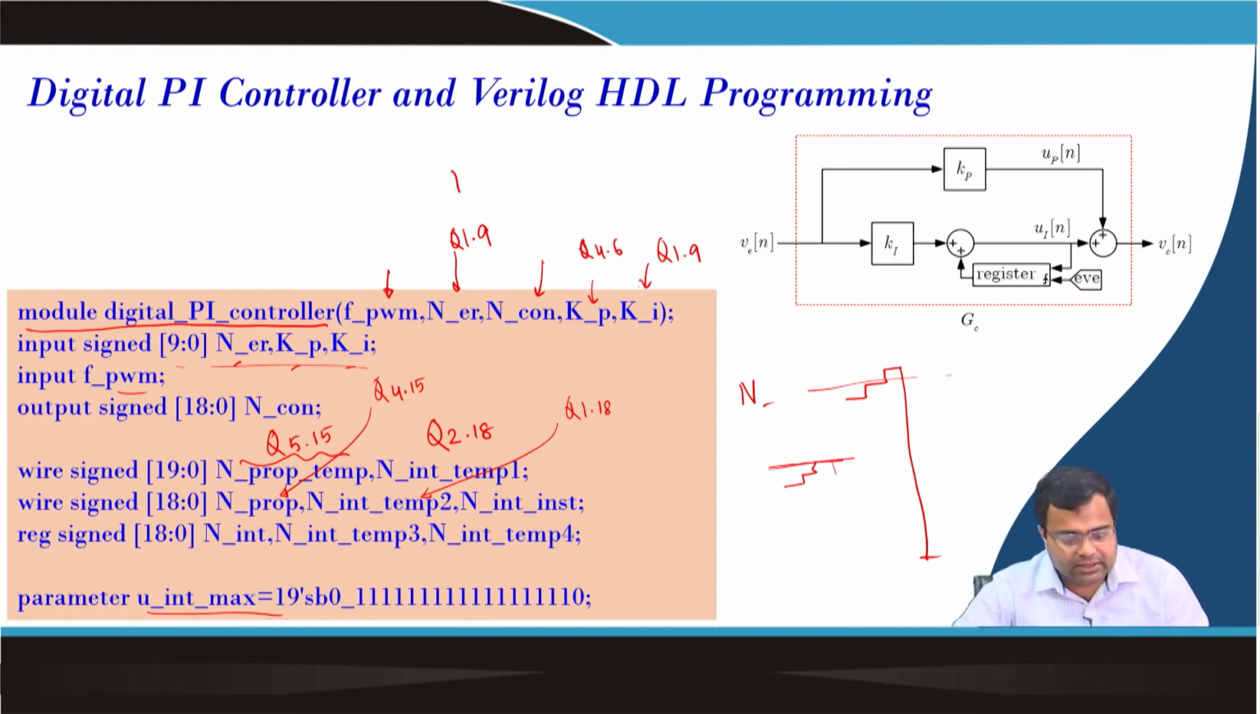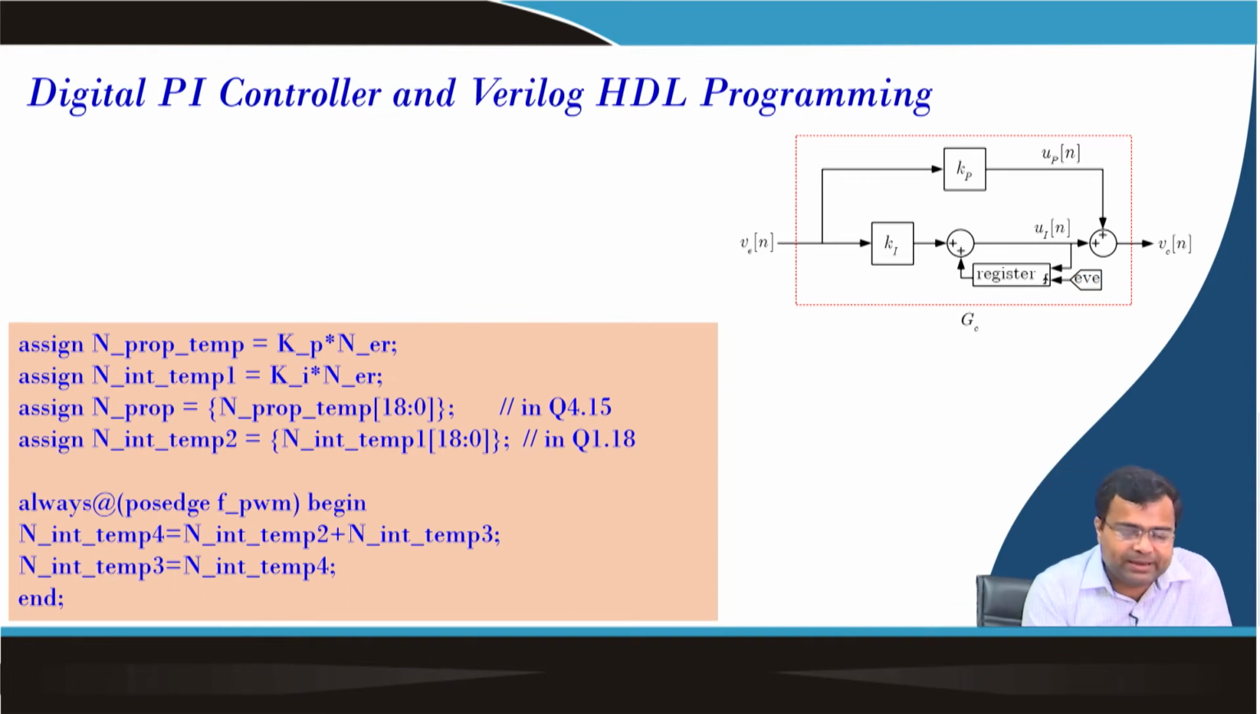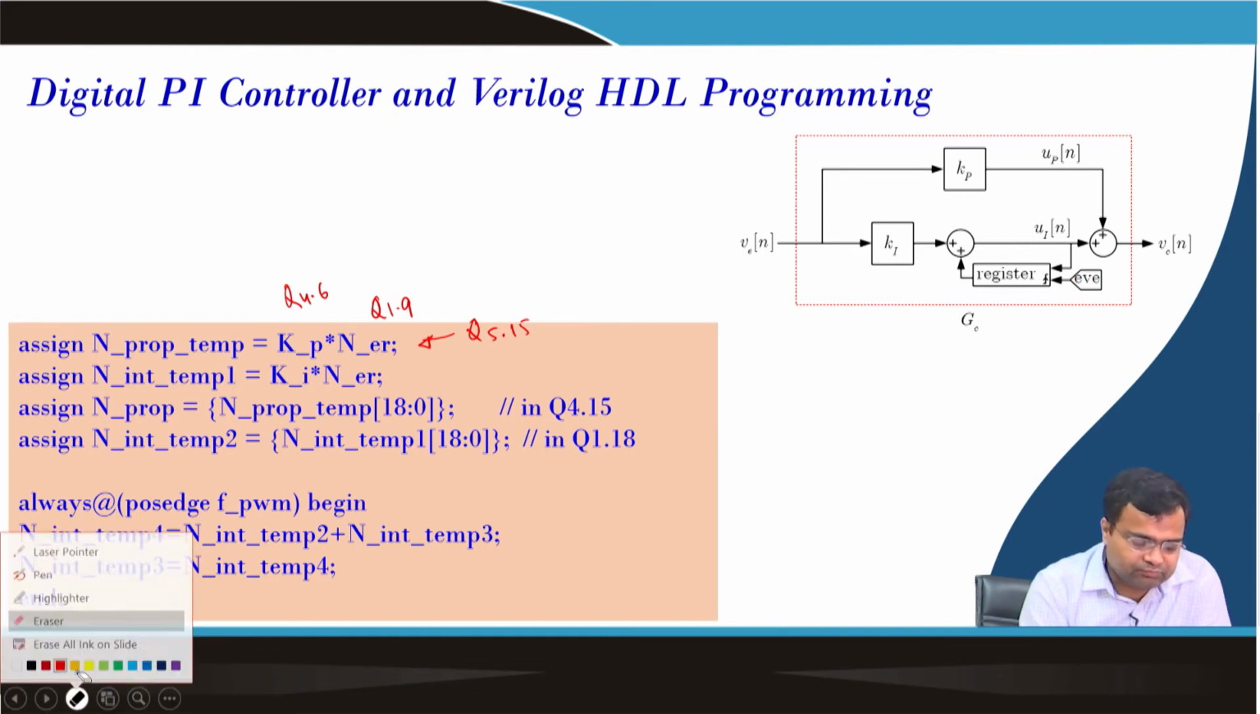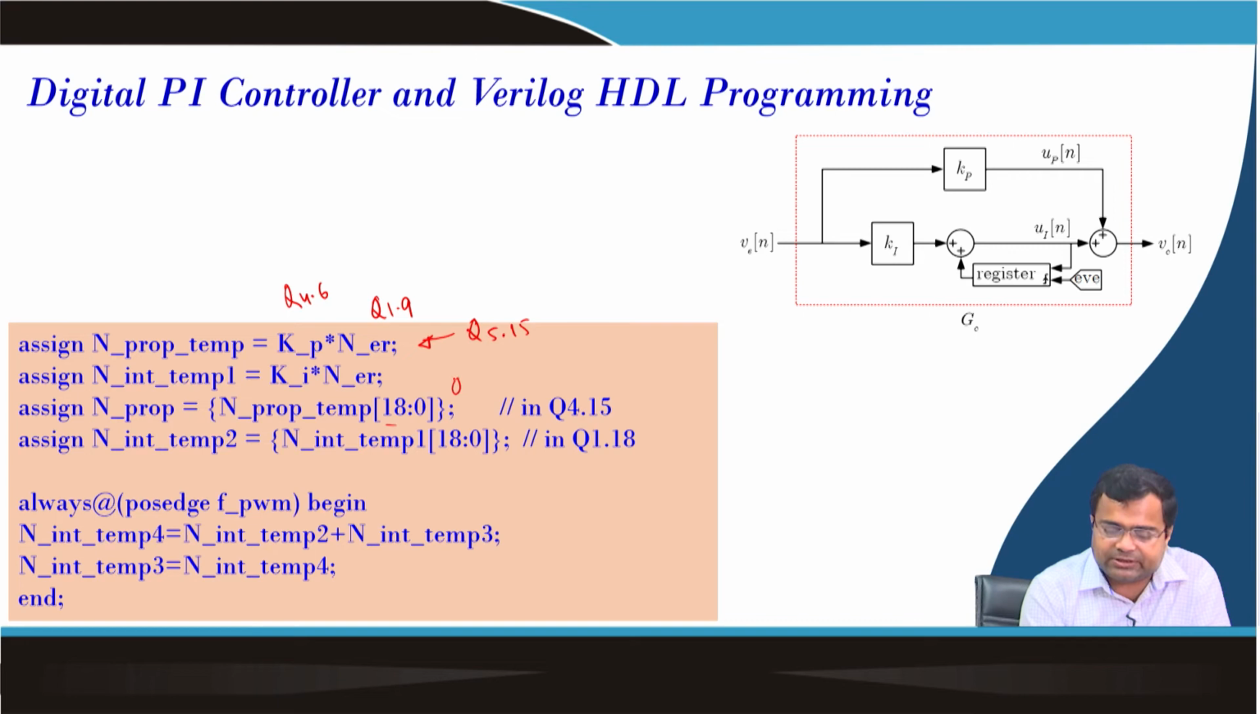Okay. So, now this Kp, you see this is Q4.6, this is Q1.9. So, naturally this will be Q5.15, and after resizing, here we are dropping one MSB, it is Q4.15. Integral, this will be Q2.18, after resizing it is coming Q1.18.